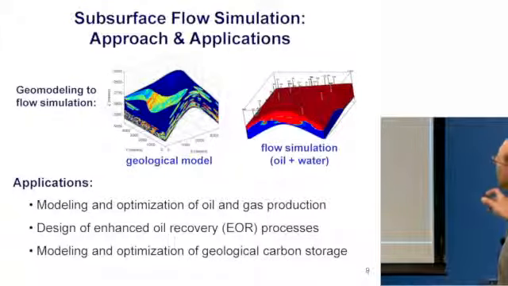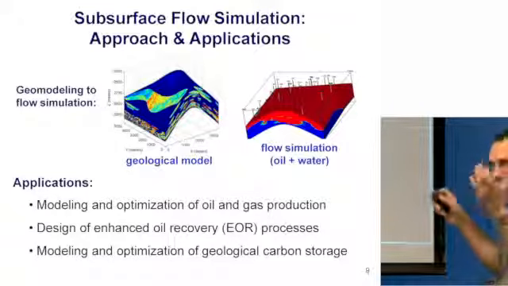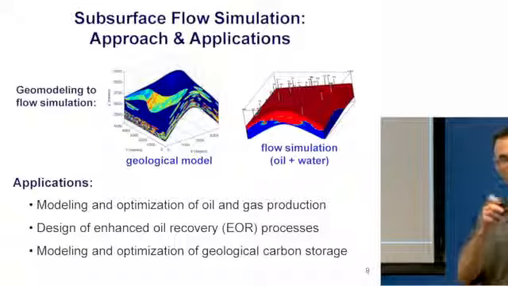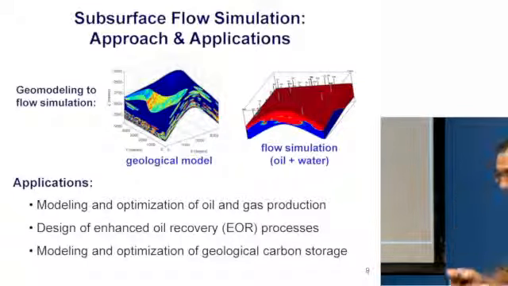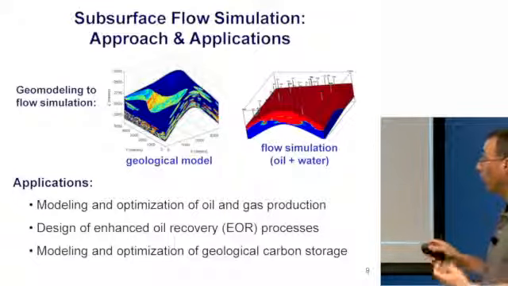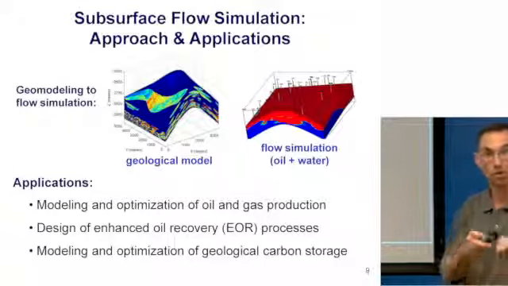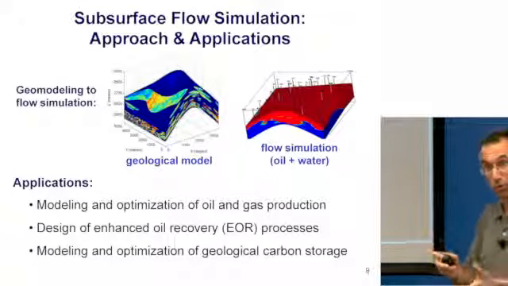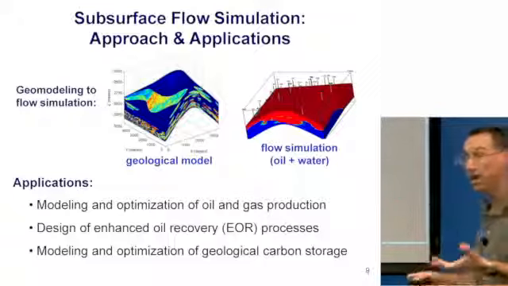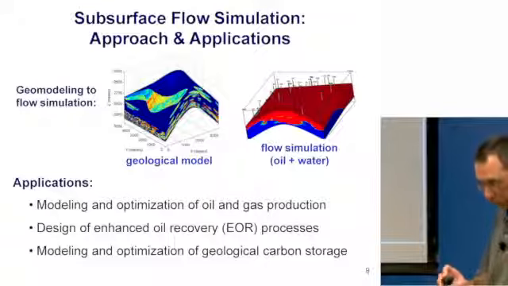For example, it's maybe hard to see, but there are a lot of wells in this model. By setting pressures in the wells, we can produce oil, we can inject water, all sorts of things. So these kinds of subsurface flow models, which entail a geological description coupled with a discrete representation of those flow equations, enable us to model and optimize oil and gas production, to design enhanced oil recovery processes that could involve injection of CO2 to both store the CO2 and to produce oil and gas, and also enable us to perform modeling and optimization of geological carbon storage operations.